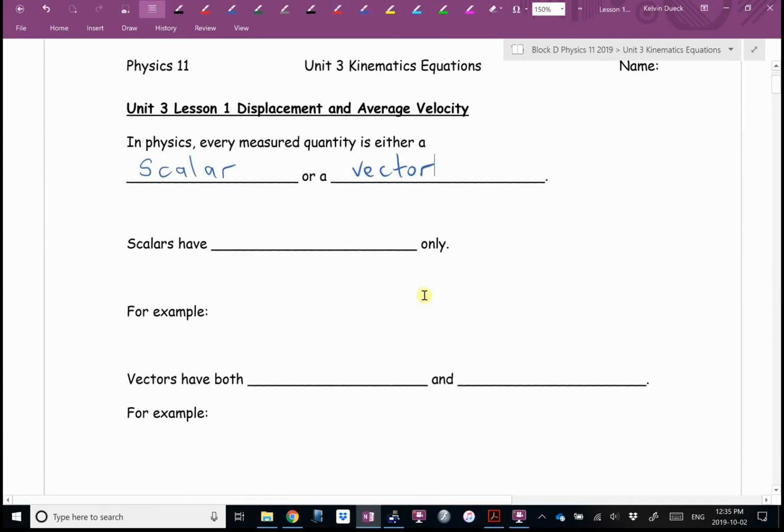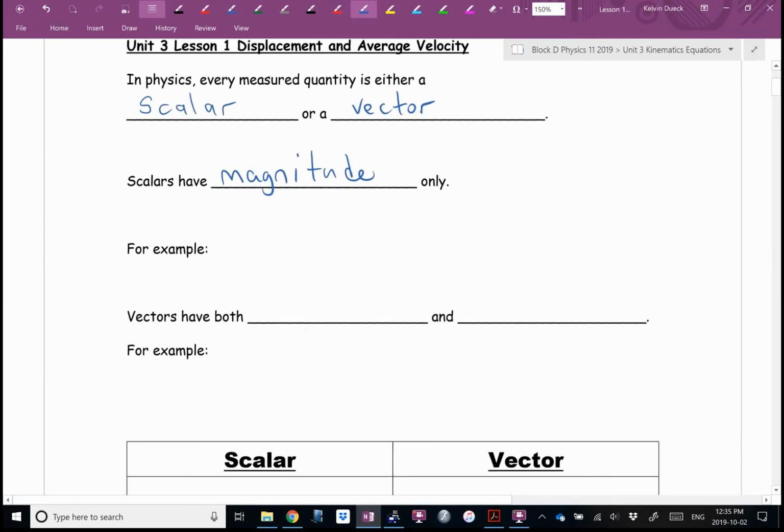What's a scalar? A scalar is a quantity that has magnitude only. Vectors have both magnitude and direction. Vectors have magnitude, size, and direction. Scalars have magnitude only, but scalars have no direction, much like your futures. Oh, that came out wrong. Scalars have magnitude only. Vectors have magnitude and direction.